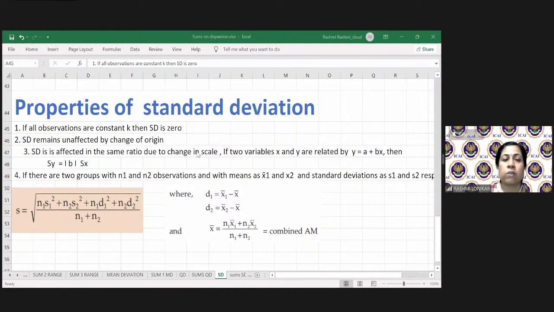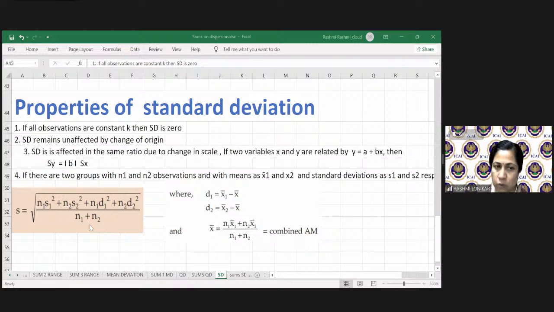Now, a very important formula. If there are two groups with n1 and n2 observations and with means x1 bar and x2 bar, and the standard deviations are S1 and S2 respectively, then the combined standard deviation is given by this formula. S is equal to square root of n1 S1 square plus n2 S2 square plus n1 D1 square plus n2 D2 square, upon n1 plus n2.